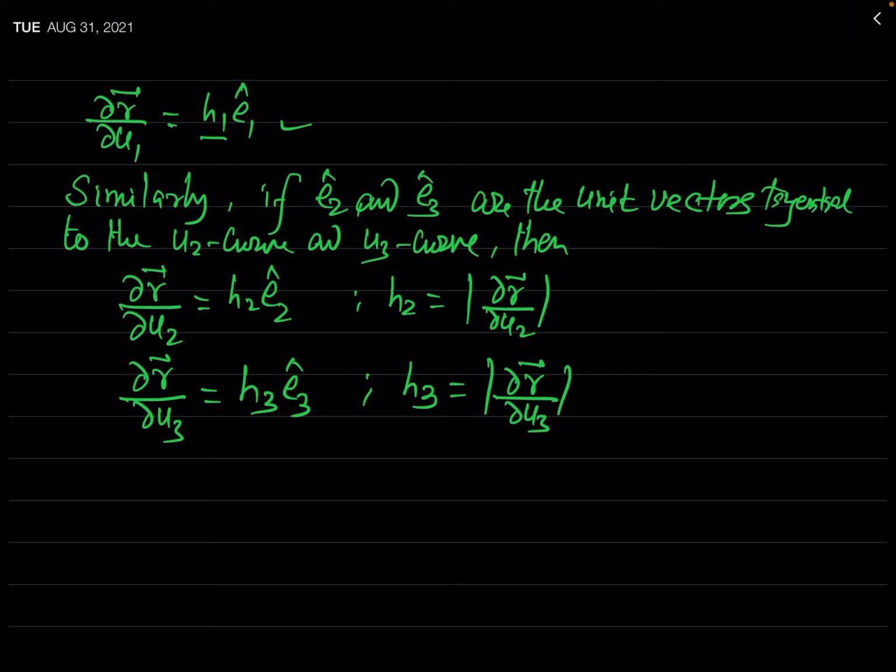Actually these quantities h1, h2, h3 which we have just defined are known as scale factors, and you will see the utility of these scale factors in the forthcoming lecture in developing the theory of generalized curvilinear coordinates. So these h1, h2, h3, what are these? These are known as scale factors.